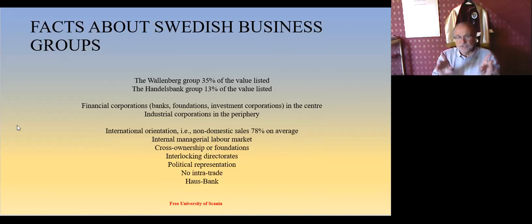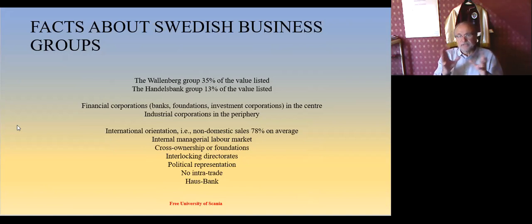They have cross-ownership or they have foundations. Handelsbank Group had its power based on cross-ownership. Cross-ownership is when one corporation owns shares in another corporation that owns shares in the first corporation. Or they could have foundations. The Wallenberg power base is a foundation.